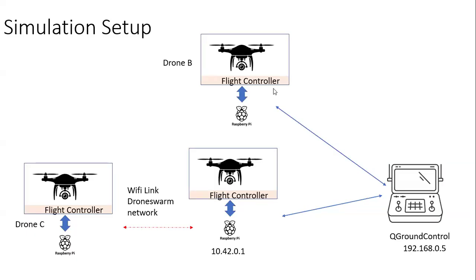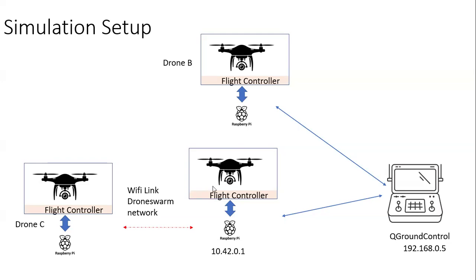Hi, I thought of doing this short video on sending waypoints to a particular drone by the cluster head or the ground station. Right now in this particular network, I have activated only 3 drones. In that network, one is directly connected to the ground control, and another one is a cluster head.